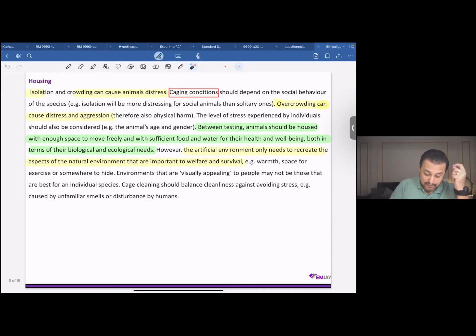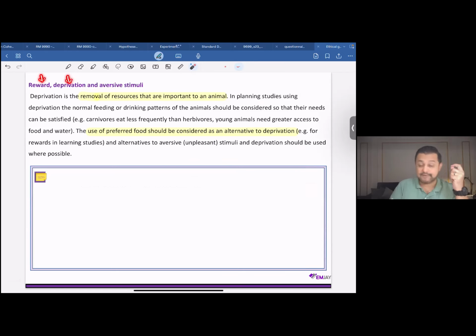Taking it ahead, moving on towards reward, deprivation, and aversive stimuli. Try rewarding animals, right? For instance, in the study that was conducted by Fagan, elephants were being rewarded. Try not depriving them. It is not right to keep the animals deprived of something. Do not use aversive stimuli. Your procedure shouldn't include anything that ends up being distressful or that ends up compromising the comfort of the animal. So do not give them pain, and do not use aversive stimuli.